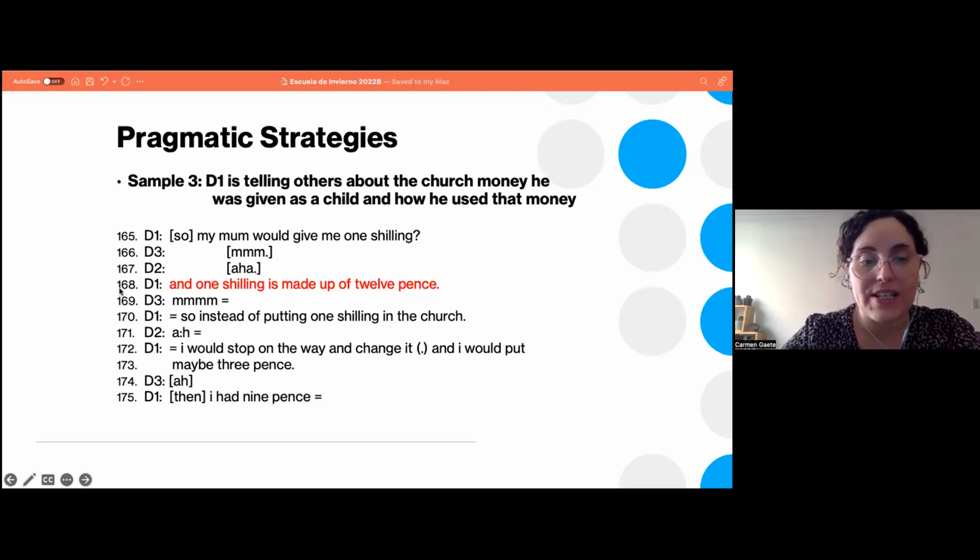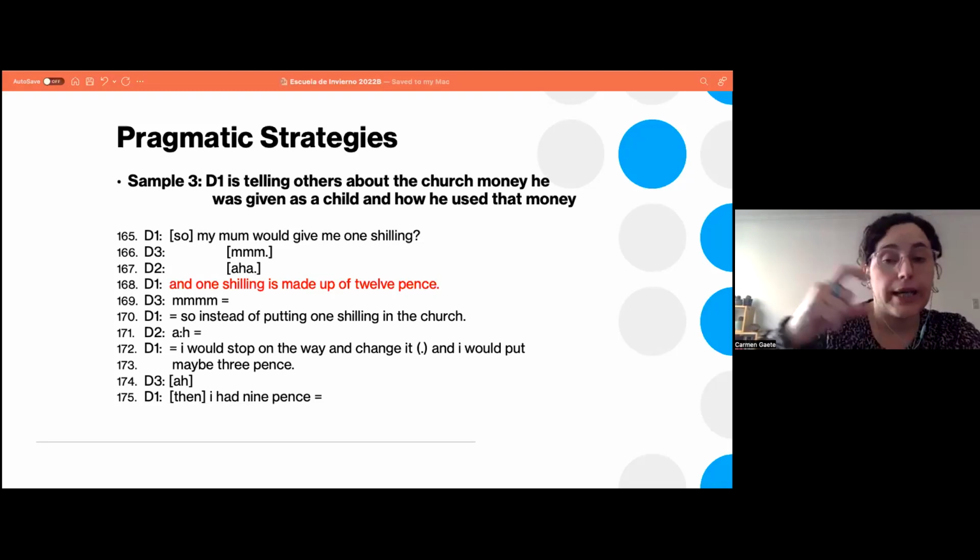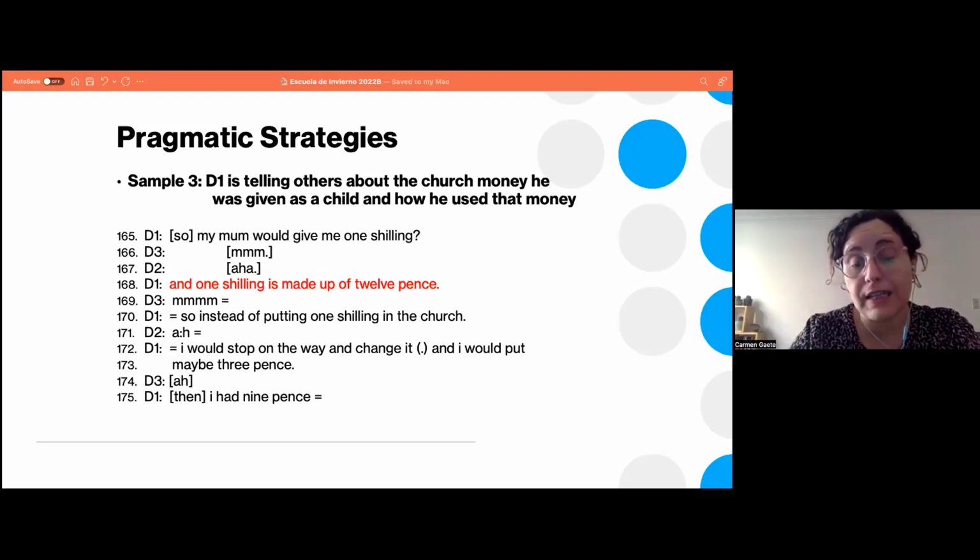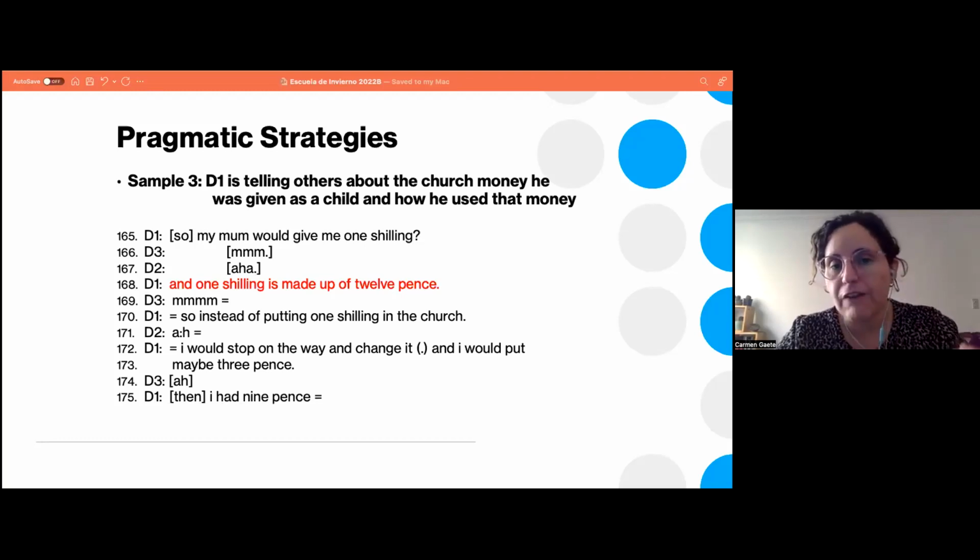Now, what we see here in this line, 168, is an explanation of a possibly problematic item, in this case, a cultural item. We're talking about a shilling. A shilling is a coin that was used in England and in former colonies of England that is not used everywhere, right? So when you say that someone gives you a shilling, you have to explain that, because not everybody is going to be able to understand and grasp how much money that is, you see? So it's made up of 12 pence, which is not a lot of money.